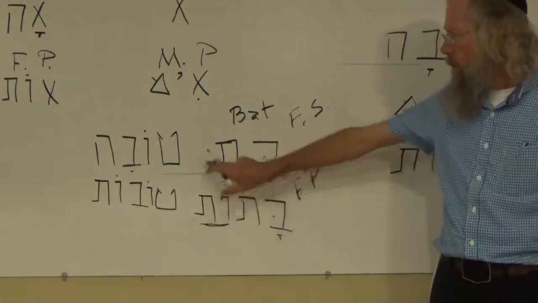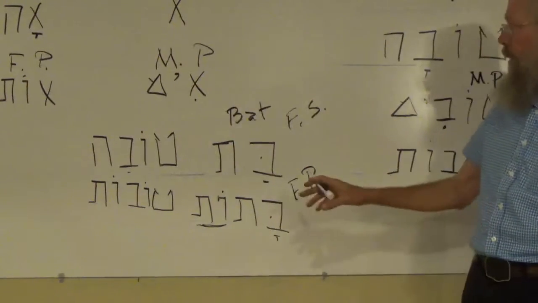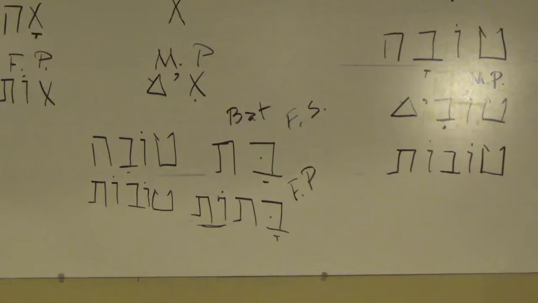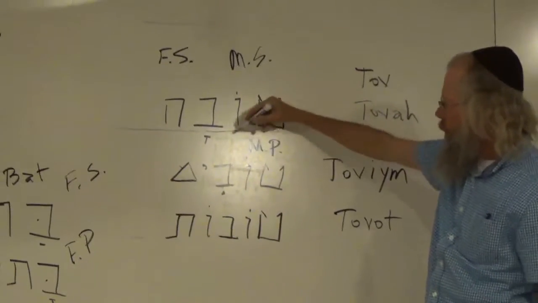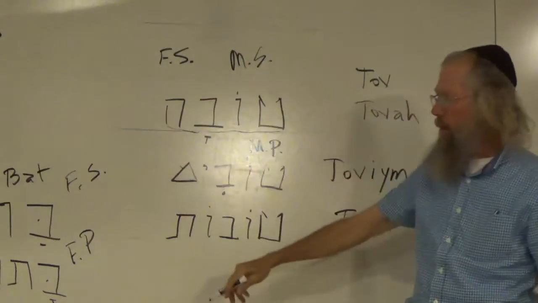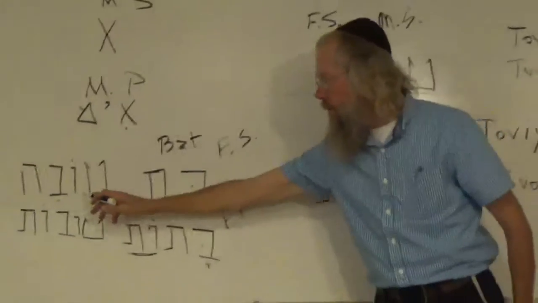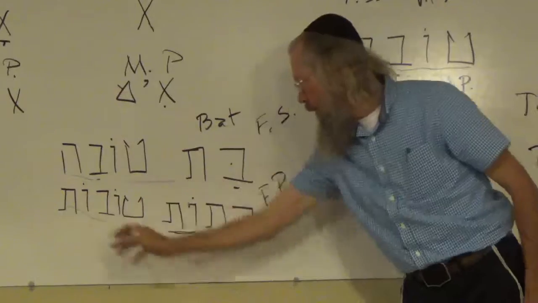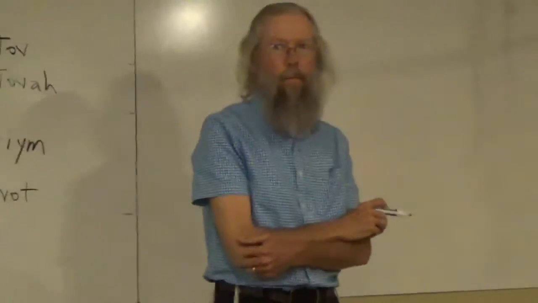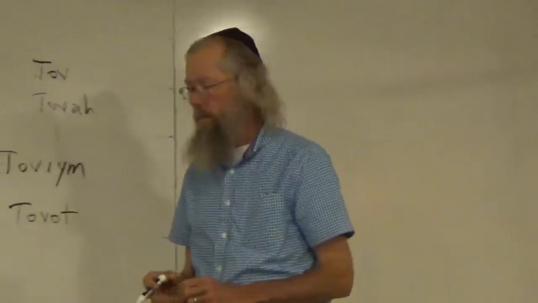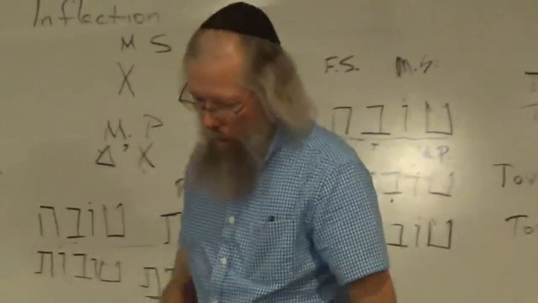Okay? Tova, from tov. Okay? So right here, this is the root. When I add the hey, that's the inflection. So this is inflection. This is inflection. This is inflection. Everybody got it? Yes. That's the change. Okay.